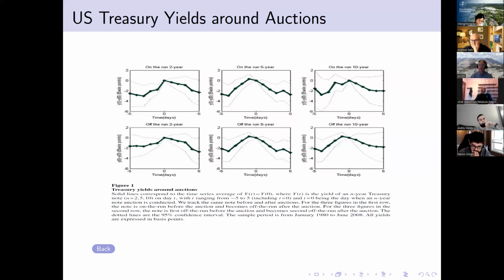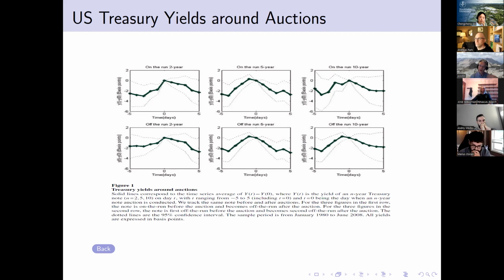So I want to contrast this picture from their paper and highlight a few features that are different. First of all, notice that in their case, the pattern is quite symmetric, whereas in our case, the run-up is smooth into the month end and then drops sharply thereafter. Here, the pattern is also identical for the bonds that are being auctioned, the on-the-run bonds, as well as for the off-the-run bonds.